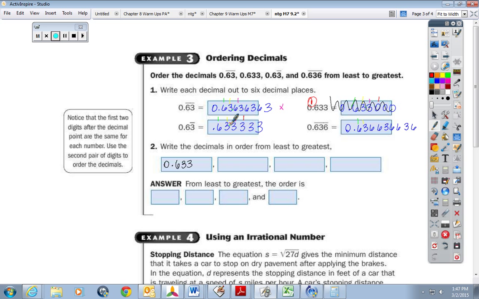So which number is the next smallest? So here would be my next one. And I always write it like the original. Now I'm done with this one.